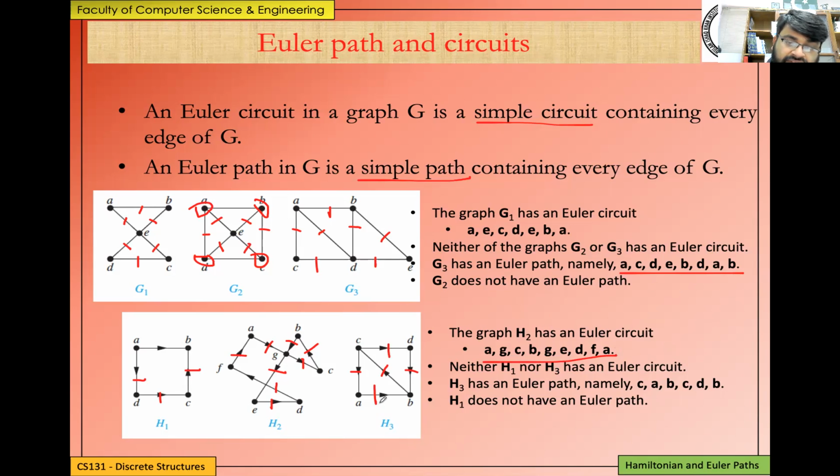Neither H1 nor H3 has an Euler circuit. Both of them do not have an Euler circuit. However, we know that H3 has an Euler path, namely C, A, B, C, D, B, for example, starting from C, like I did earlier. And H1 does not have an Euler path or an Euler circuit in both cases. So again, this is something that I went through manually, and I can basically show whether a graph contains or does not contain an Euler path or an Euler circuit.